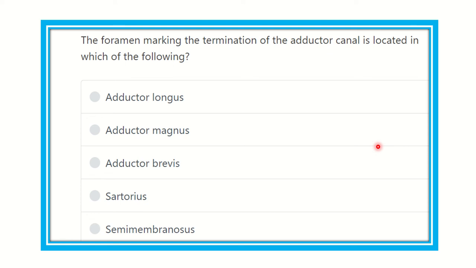Welcome to another question and answer session for MRCS exam. Here is the question: the foramen marking the termination of the adductor canal is located in which of the following?